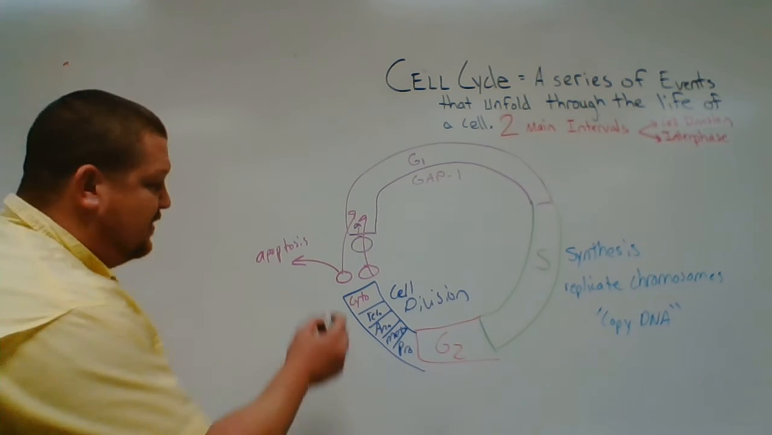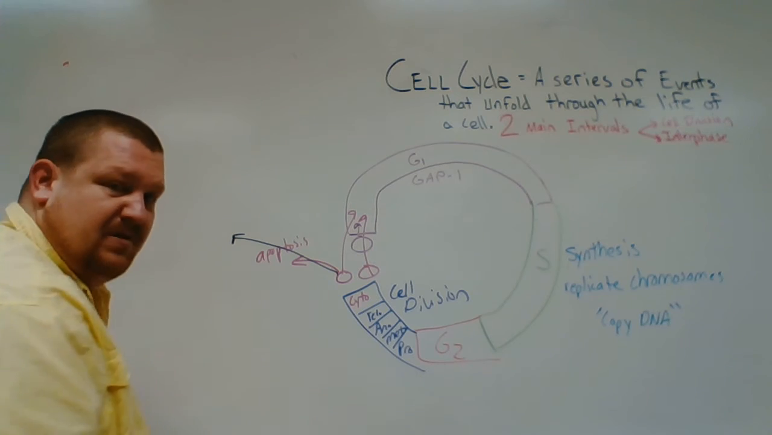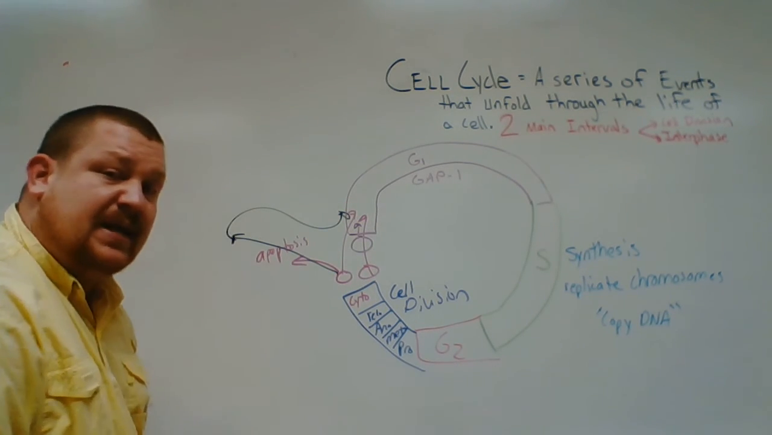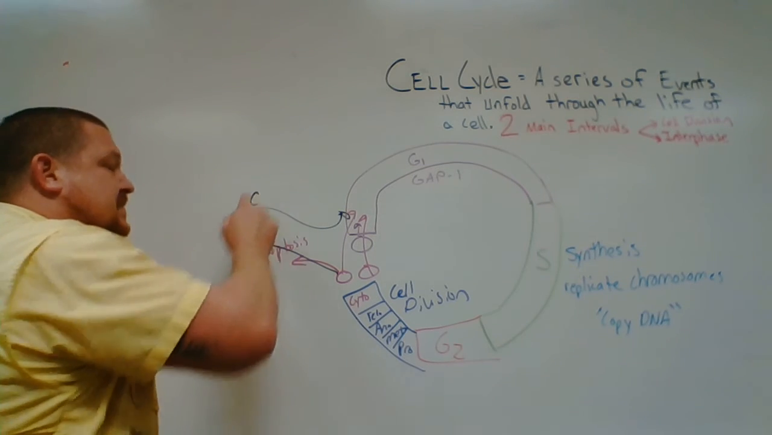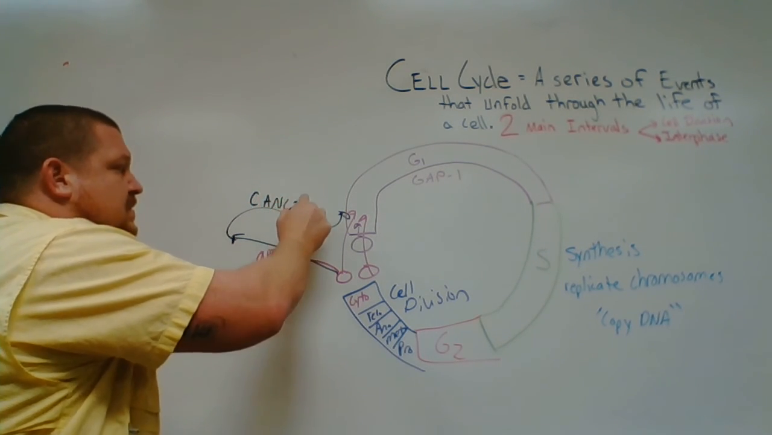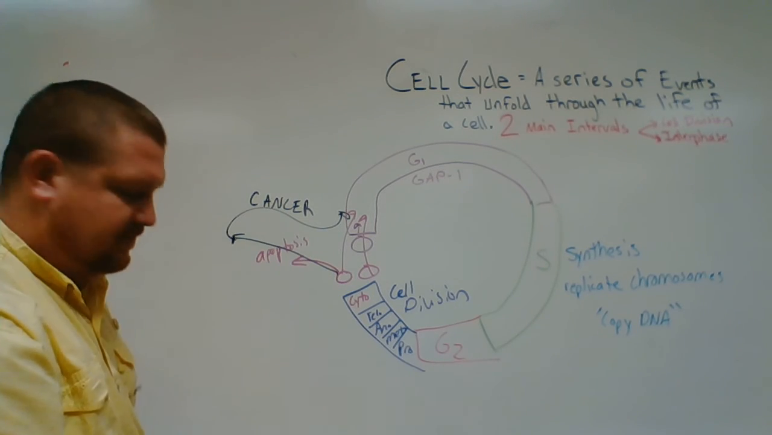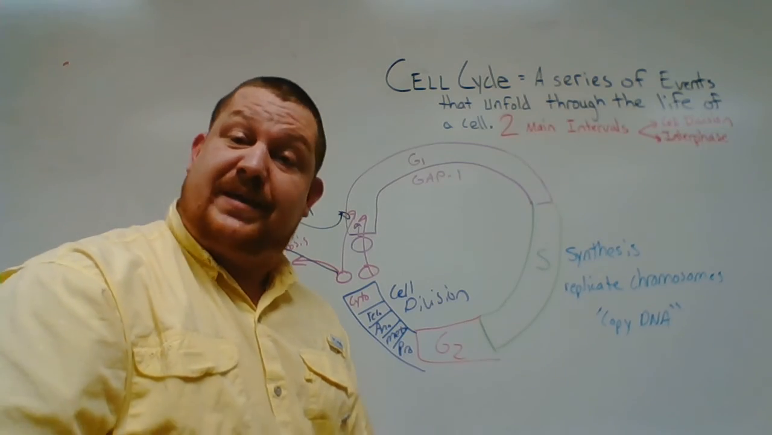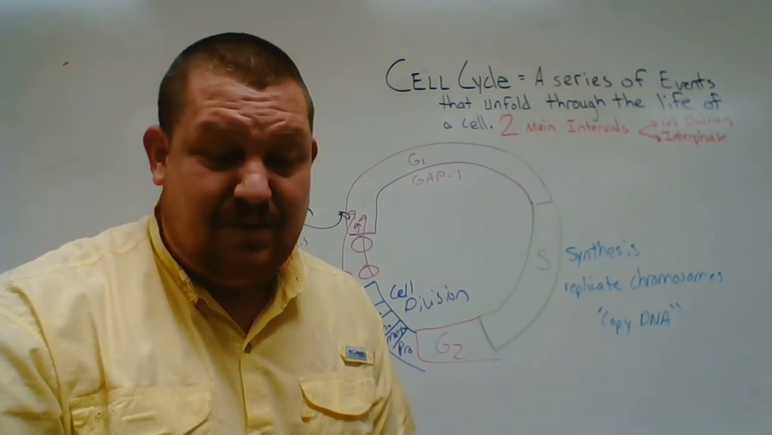If they are able to bypass the programmed cell death and jump back into cell replication, well, that's not cool. That's cancer. You want your cells to die when they're supposed to. You don't want to kill them too early, but you want them to die when they're supposed to.